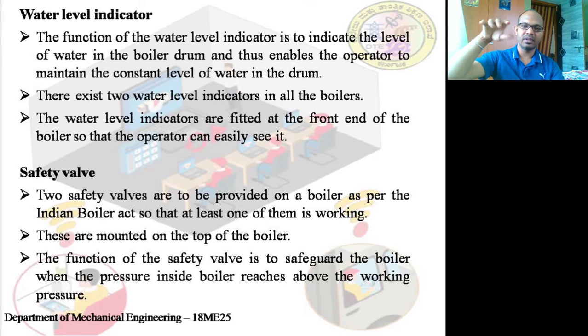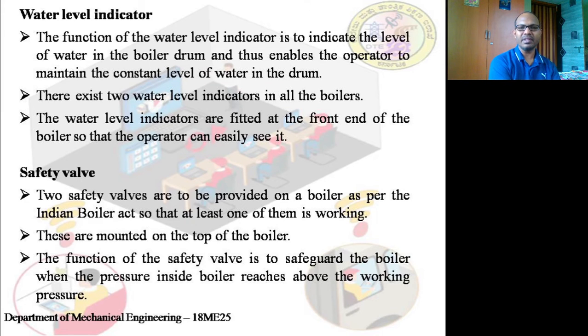It is always mounted on the top of the boiler, where the function of the safety valve is to safeguard the boiler when the pressure inside the boiler rises above the working pressure. Every boiler, not only Babcock and Wilcox, not only Lancashire, not only Cochran, any boiler has its own limitations of generating steam and its pressure. If this pressure is exceeded, then there will be a blast or an accident.